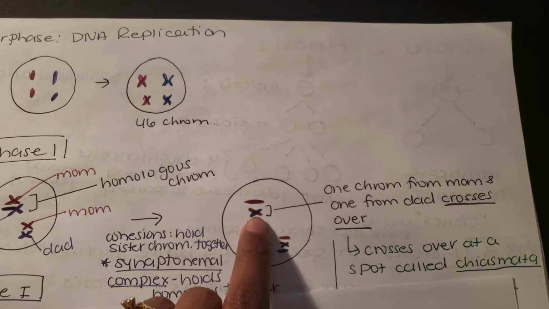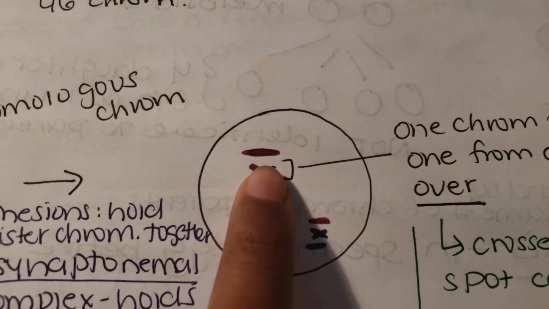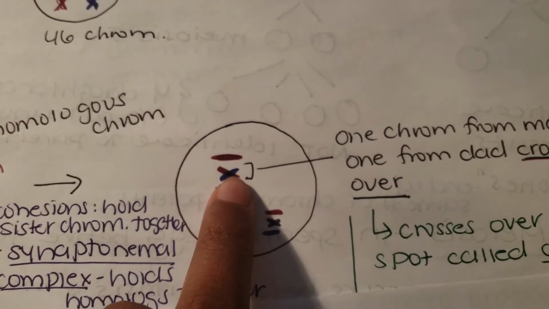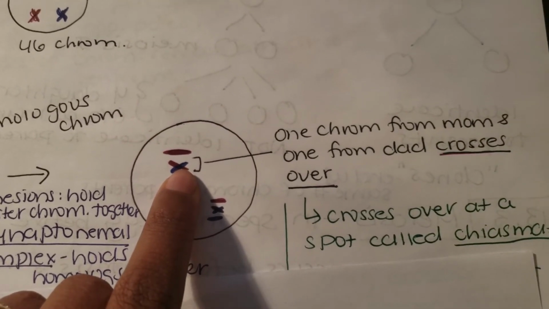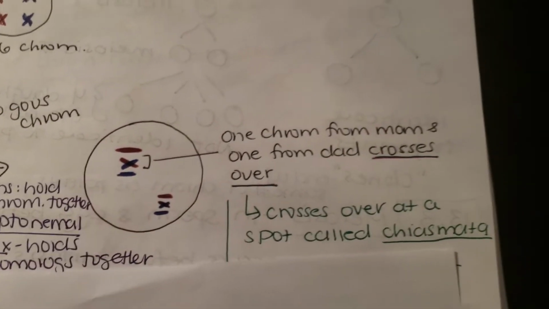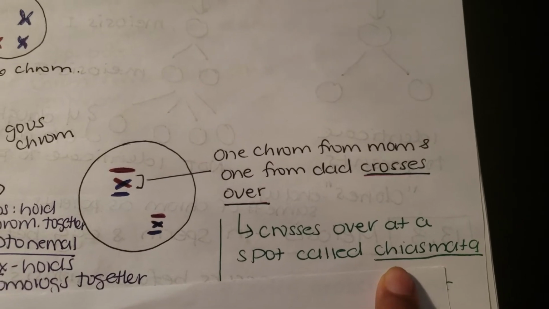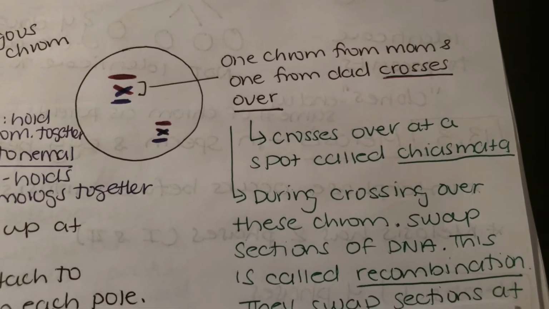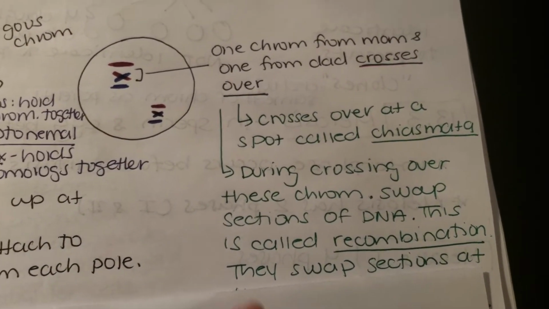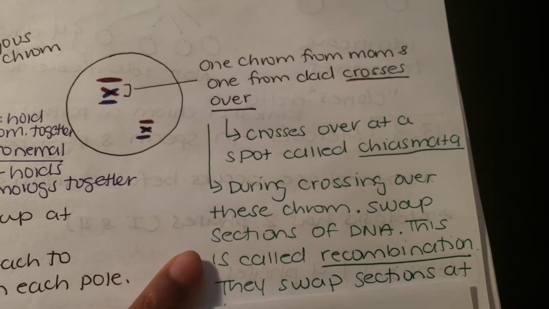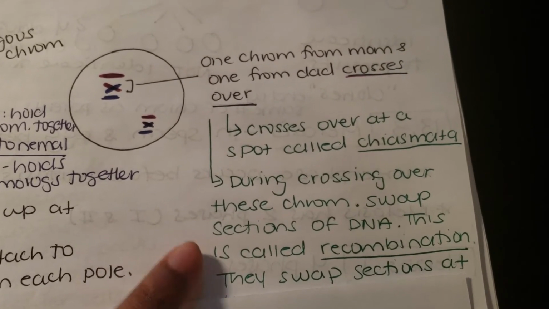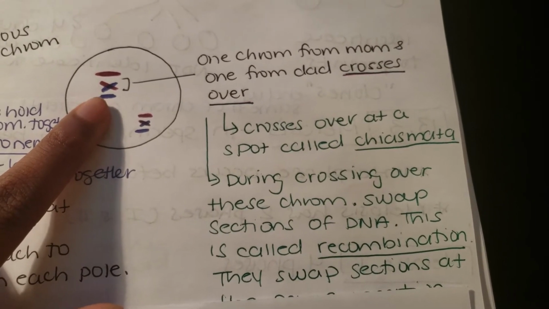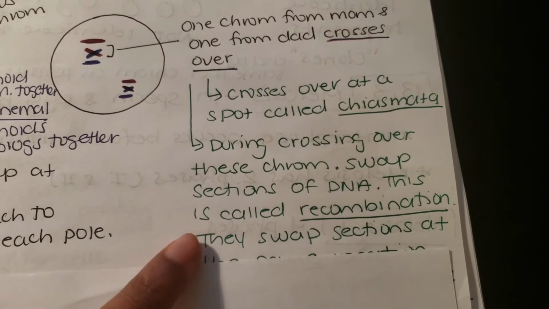So they're going to cross over, and if I zoom it in, one chromosome from the mom and one chromosome from the dad are going to link up, and they're going to link up at a spot called the chiasmata. All right, so that's where the crossing over is happening. When they cross over at the chiasmata, they're going to swap sections of the DNA. So mom is going to swap sections of DNA with dad, and dad's going to swap sections of DNA with the mom. And this is called recombination.